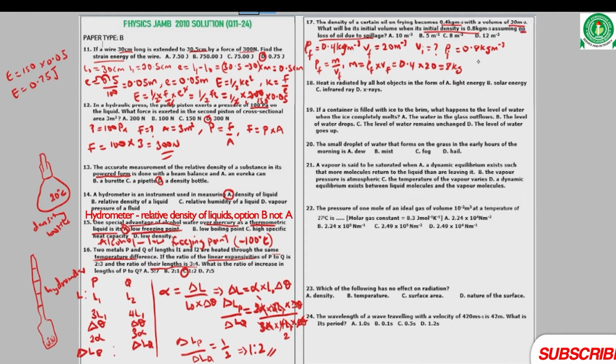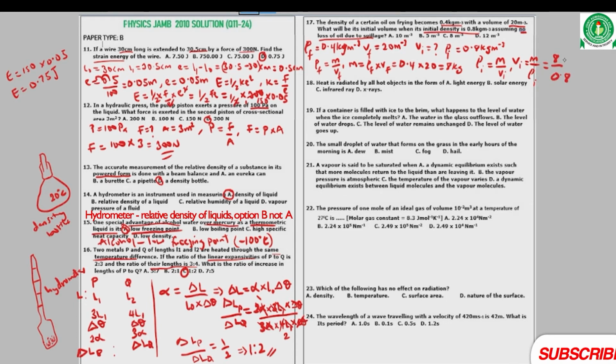The initial density is equal to mass all over initial volume. Then initial volume will be equal to mass all over initial density. You make volume the subject of the formula by cross multiplication. Initial volume equals mass over initial density. Your mass is what we just calculated, which is 8, all over the initial density, 0.8.